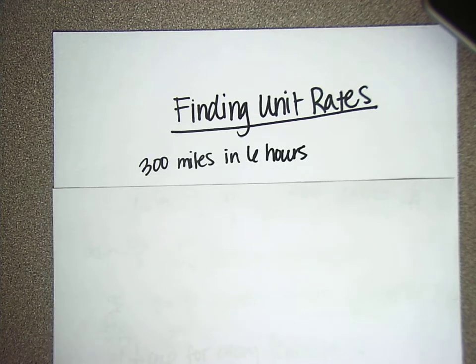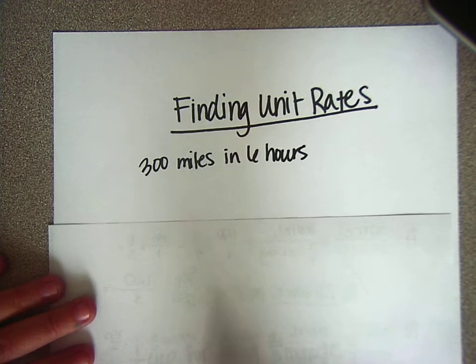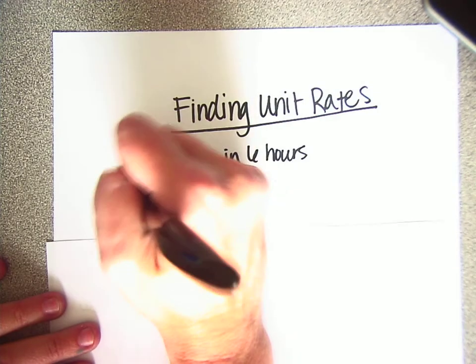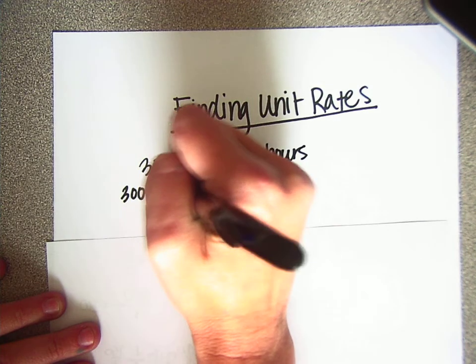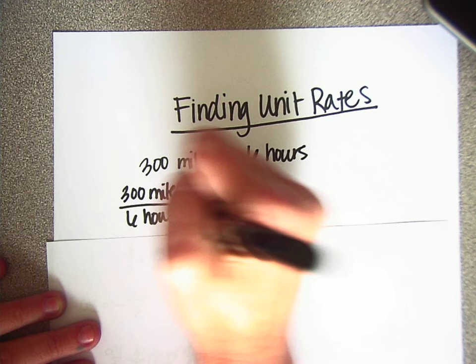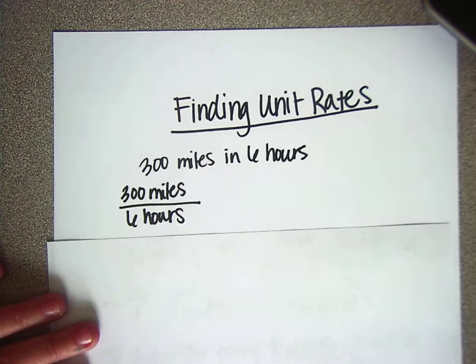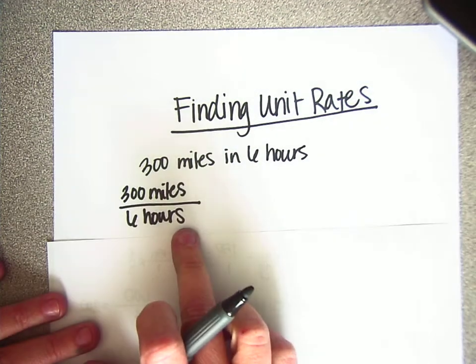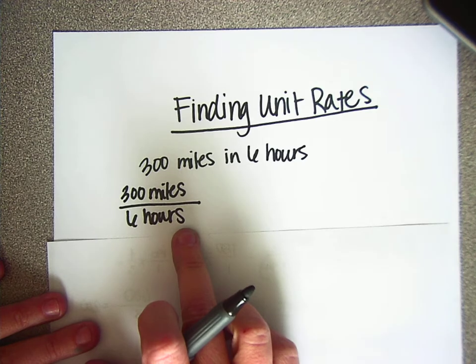Let's say we've got 300 miles in 6 hours. So our rate would be 300 miles in 6 hours. And you want to write it out like that and make sure that you're going to label.